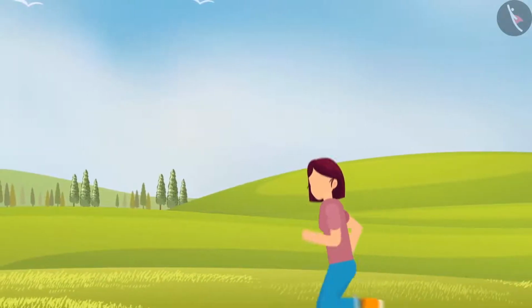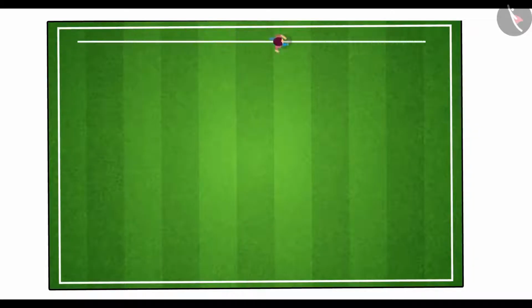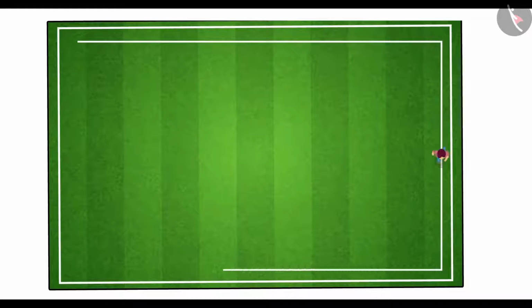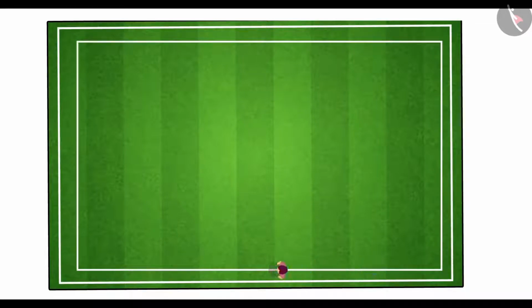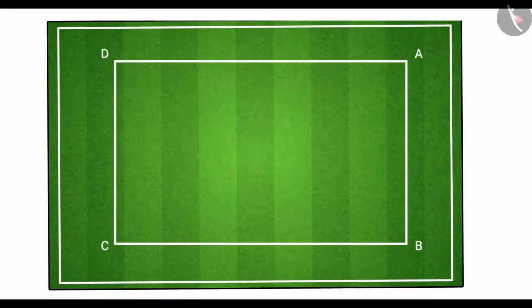Now, let's take an example to understand it better. Have you ever run on a closed path, like around a playground? Let us consider the motion of an athlete on a closed path as our example. Look at this diagram of a rectangular field A, B, C, D. Suppose the athlete is running around in this rectangular track at a uniform speed in the straight parts of AB, BC, CD and DA.